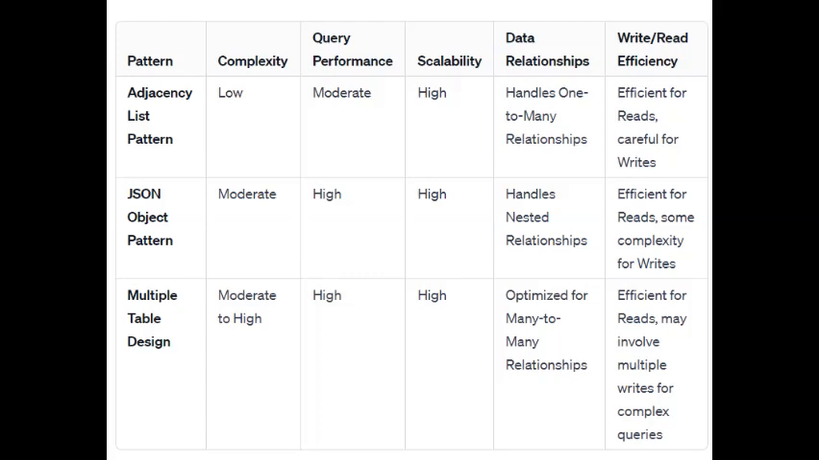Scalability. High scalability. Scales well horizontally, and the flexibility of the JSON structure supports various data scenarios. Data relationships. Handles nested relationships, suitable for scenarios where data has nested relationships within a single item. Write/read efficiency. Efficient for reads. Fetching the entire JSON object is efficient, but updates may be less efficient if they involve modifying specific attributes within the JSON.